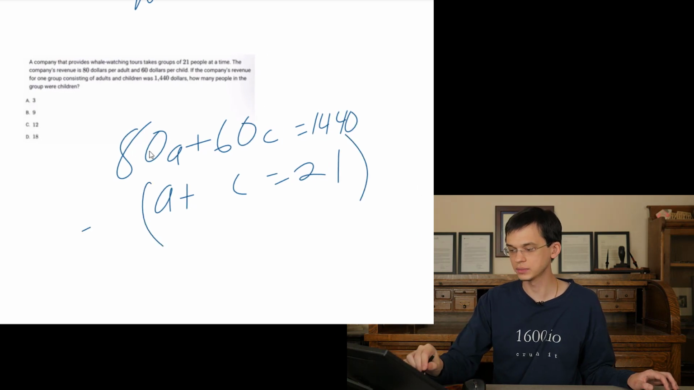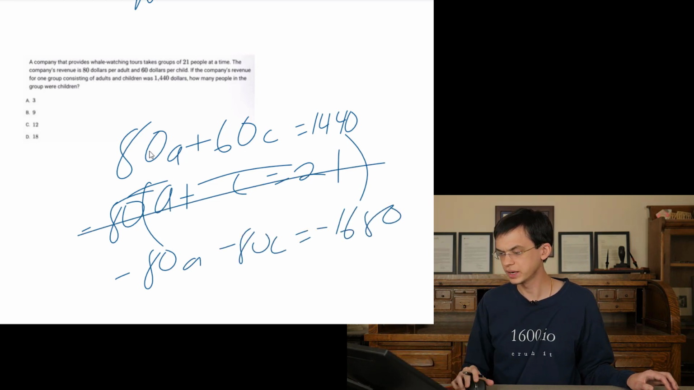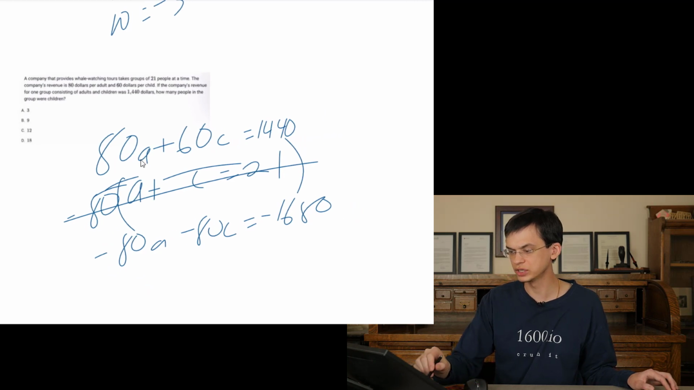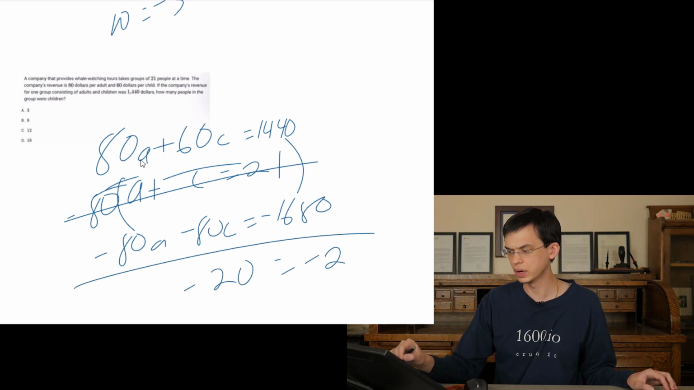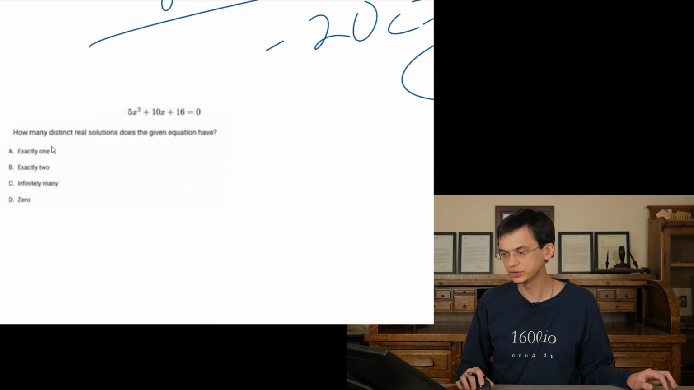So let's get rid of A. Multiply everything by negative 80. Negative 80A minus 80C equals negative 1680. Now we add the top and bottom equations. The A's go away. Negative 20C equals negative 240. So C is going to be equal to 12. There were 12 children.